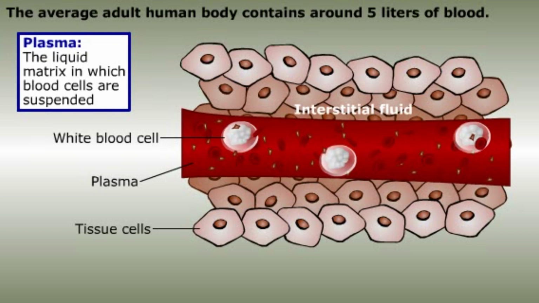Vertebrate blood is a type of connective tissue connecting the aqueous environment of the body with the organs and tissues. Blood transports gases and nutrients to the tissues and removes waste products from the tissues. Let's look at the composition of plasma.